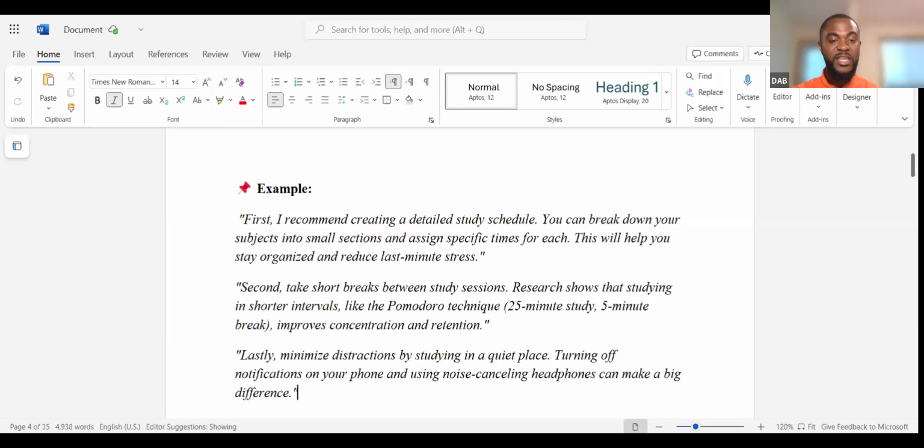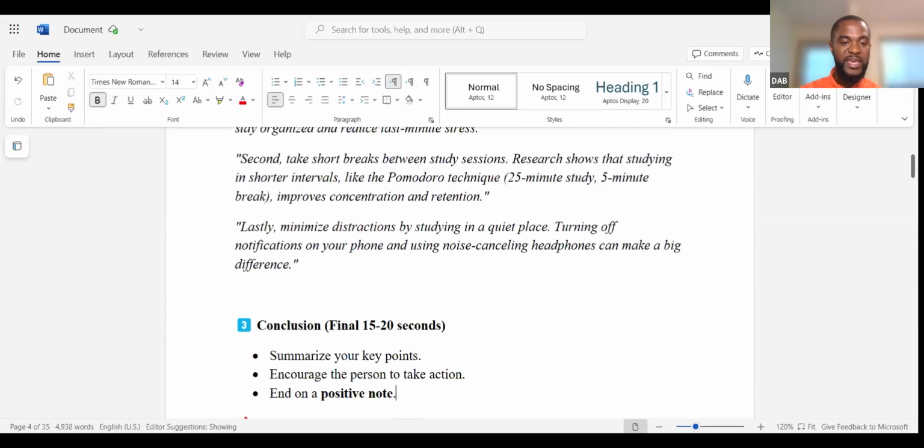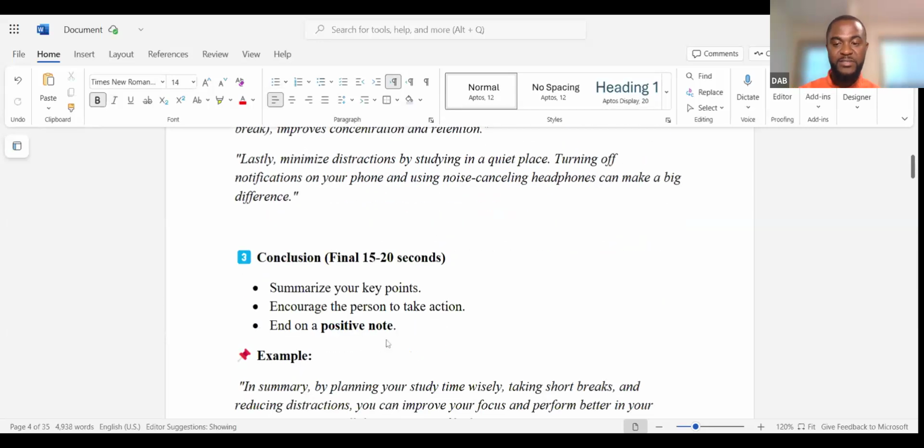In this case, the person is given three pieces of advice. The first one, this is the advice. Secondly, that is the advice. And then lastly, he gave an advice there. Okay. Again, in your conclusion, you summarize your key points, and then you encourage the person to take action. Then also you end on a positive note.